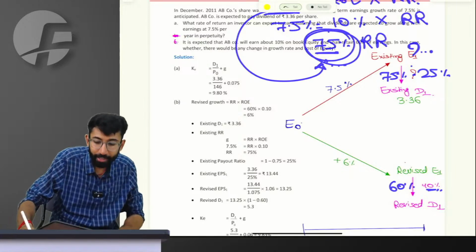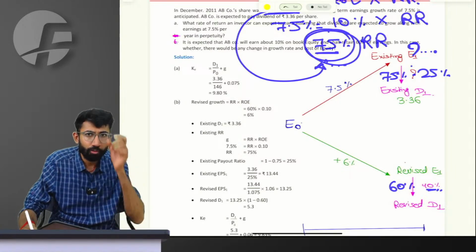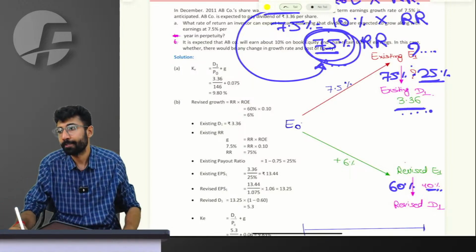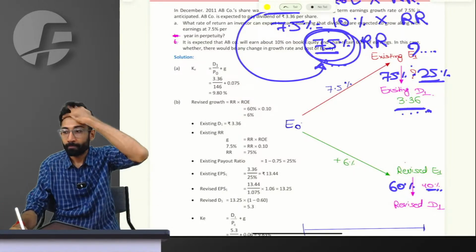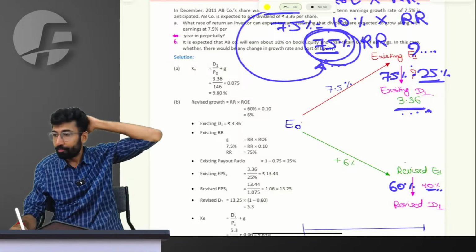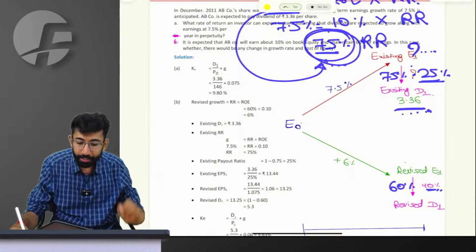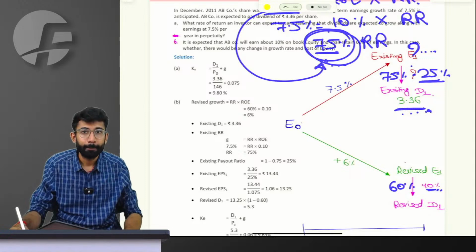Can you now back calculate existing EPS? What would be that EPS? 25% of which is 3.36. Sahil, if you are able to think in this manner, it is highly appreciable. Could I literally explain this to everyone?